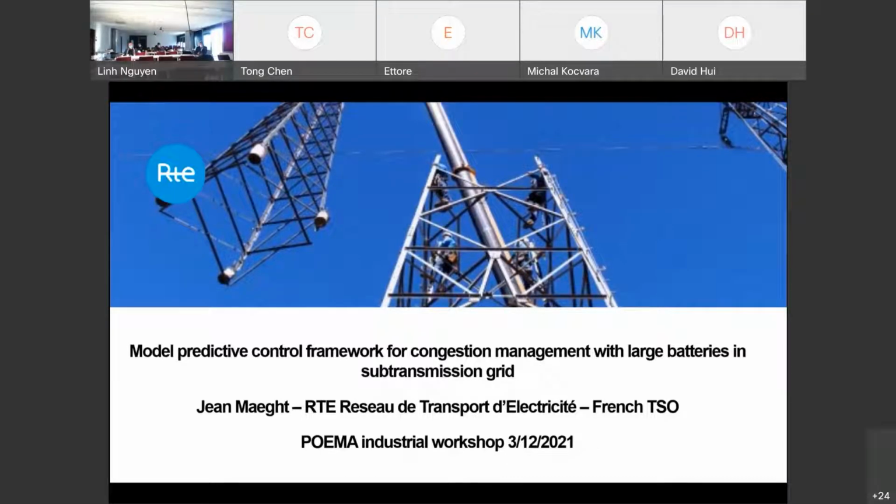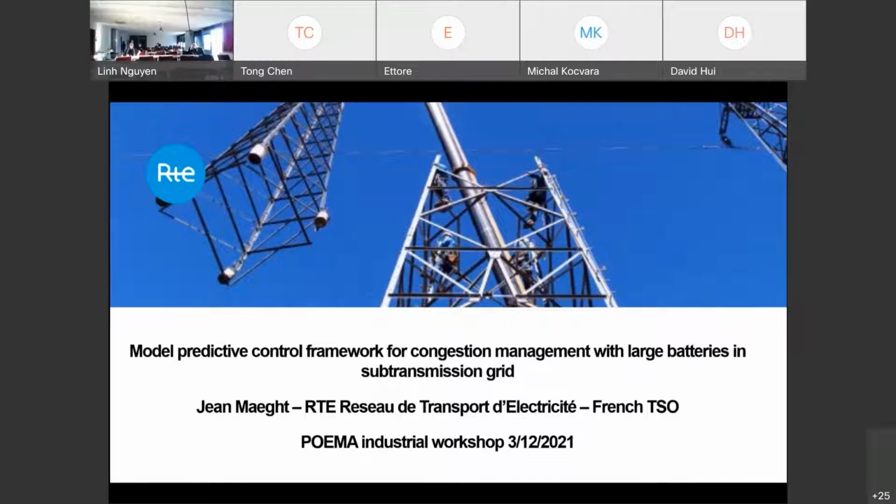Okay, so yes, RTE is a French transmission operator. We own and operate 100,000 kilometers of lines, which makes us the largest in Europe. Well, France is not the largest country in Europe, but depending on the organization of the power sector in each country, you might have several companies or one company doing what we do. So we are a big company operating 60 kV to 400 kV lines.